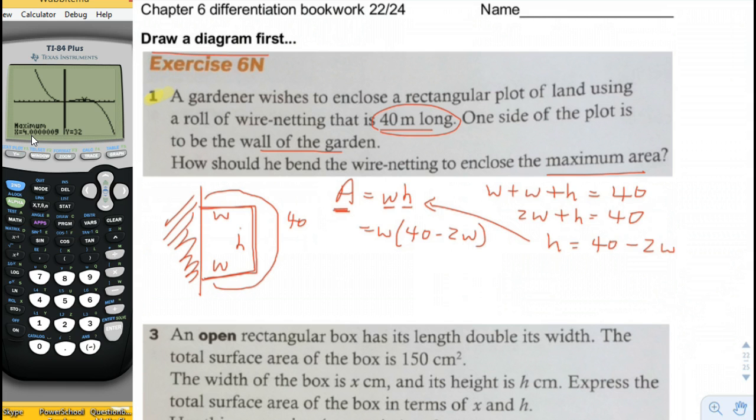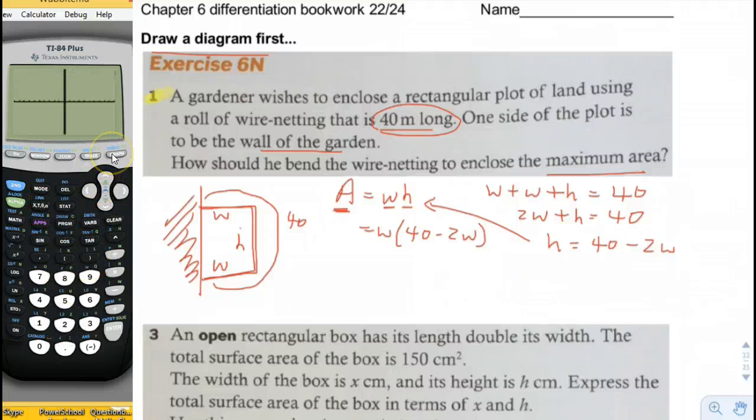Now we have A just with W's. And now we can graph that. And when we do, instead of W, we have to put X, right? 40 minus 2X.